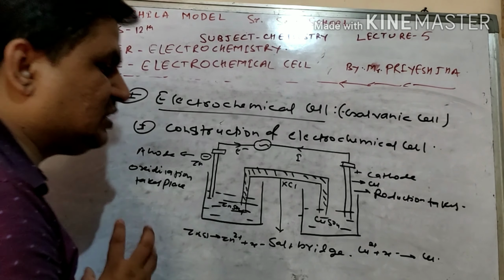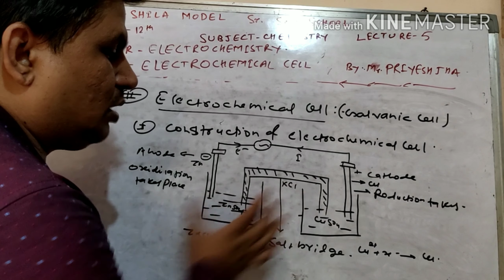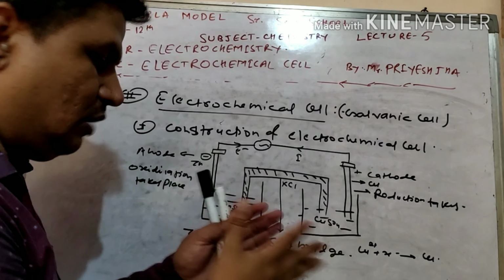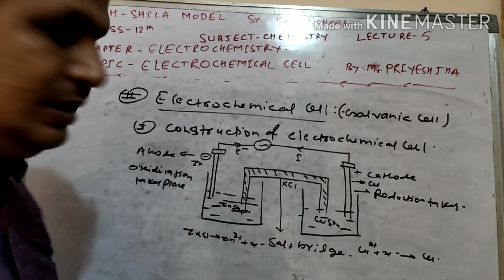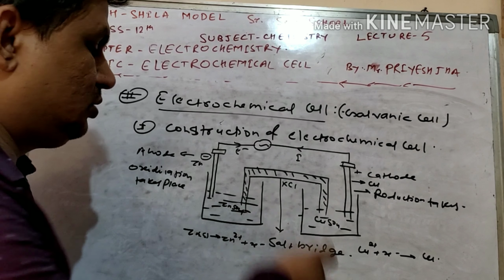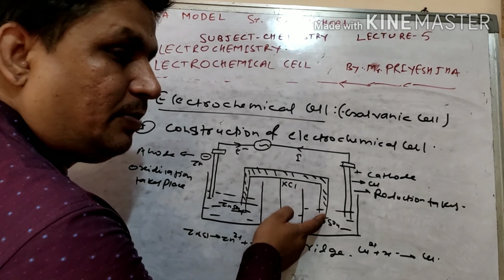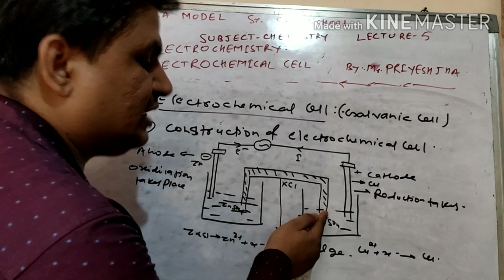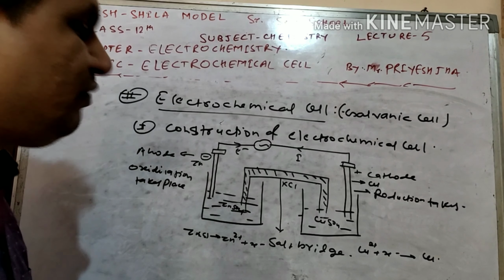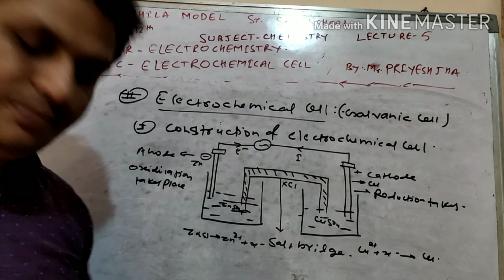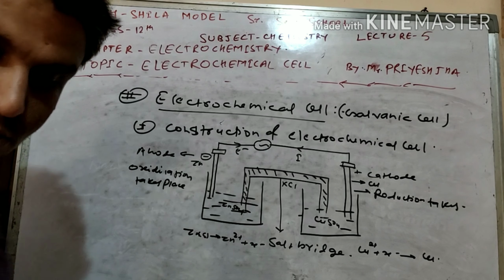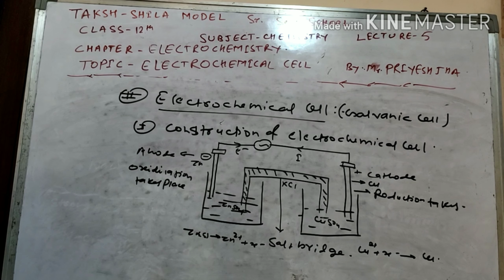समझ में आ गया salt bridge का function क्या होता है? Salt bridge क्या करता है? दो compartment को join करता है without intermixing, and it maintains electrical neutrality by the movement of ions from one compartment to another, or from first compartment to second or second to first. तो ये function होता है किसका? Salt bridge का. Okay. Next, representation of any electrochemical cell.